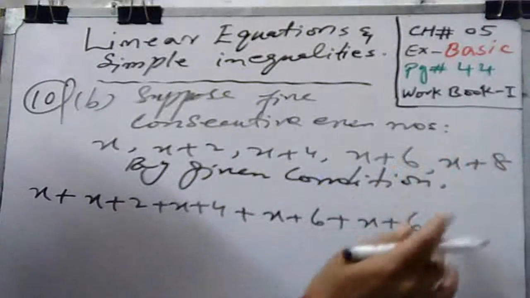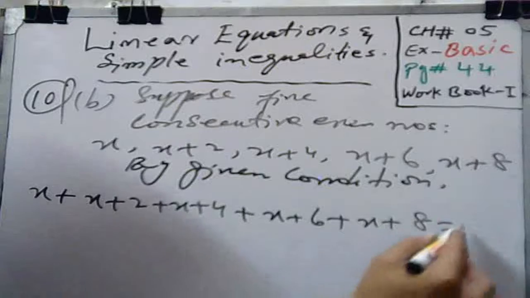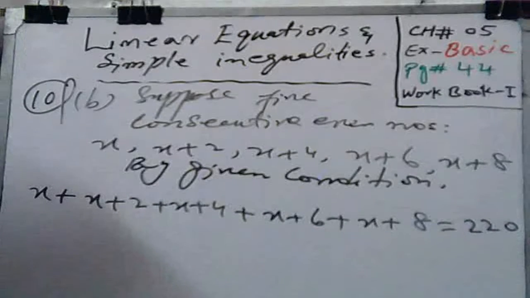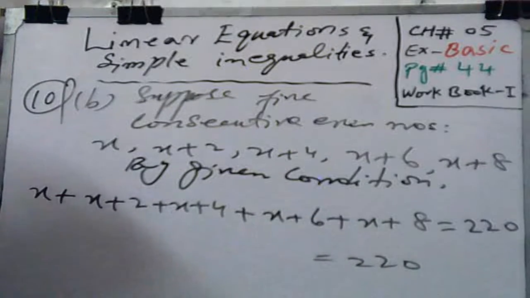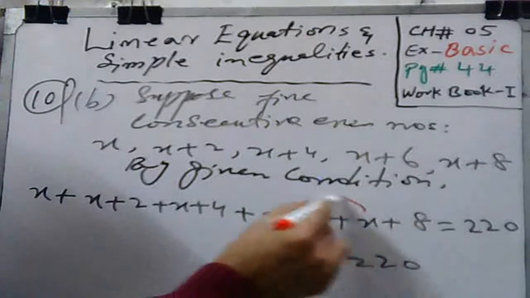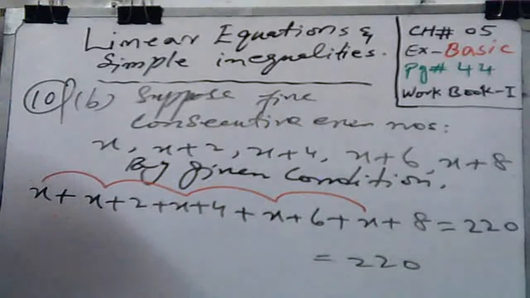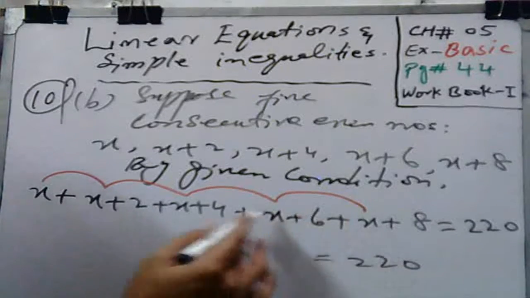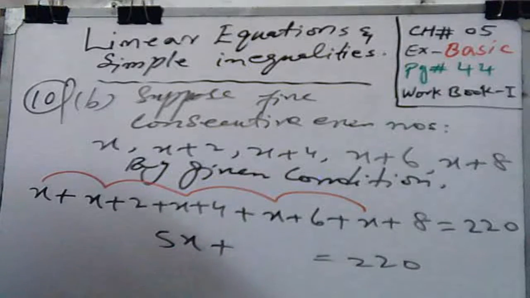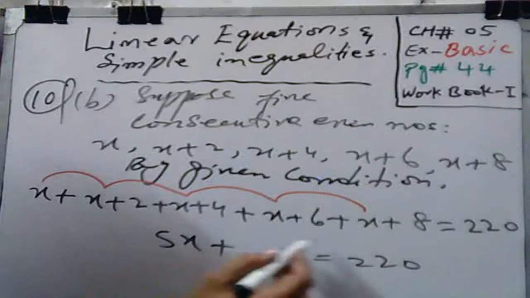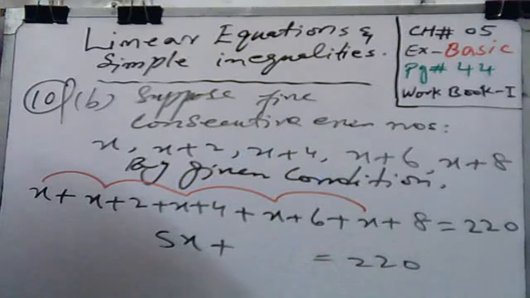Now after simplification you will get 220. So for the value of x, similar terms should be added, so you will get 5x, 1 2 3 4 5. So 5x plus, you can add 8, 6, 4, 2, you will get 20. So you can write 5x plus 20.